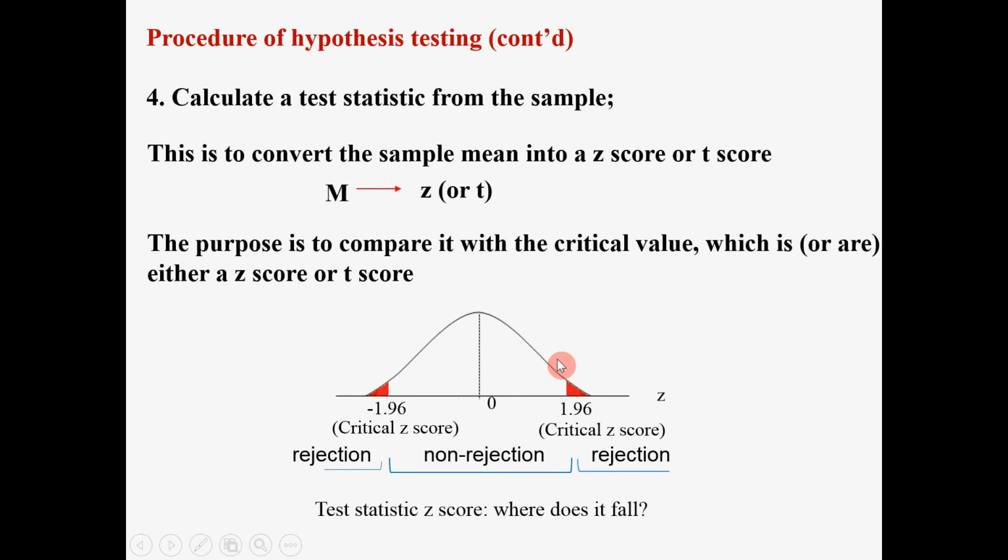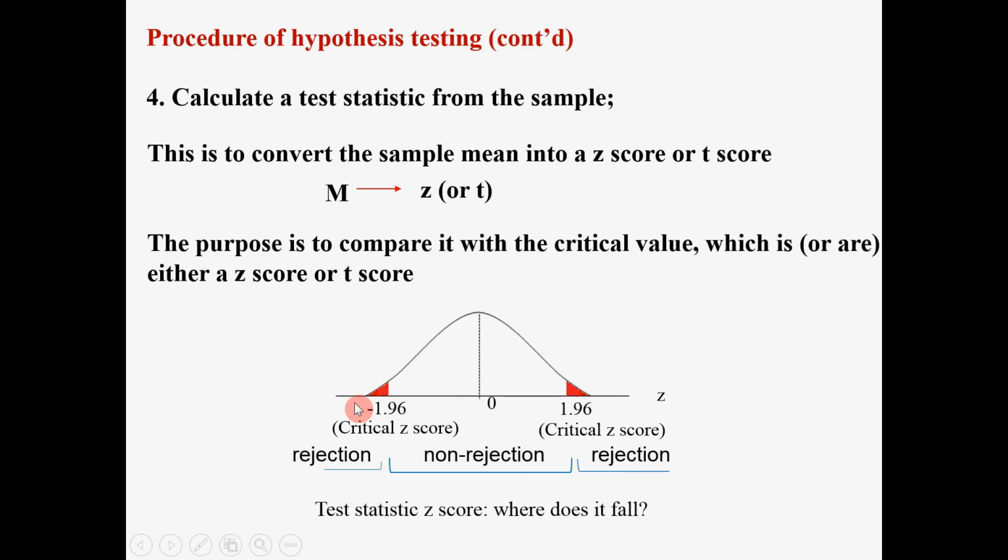Now step number 4 is to calculate a test statistic from the sample mean. This is to convert the sample mean into a z-score or a t-score. The purpose to convert the sample mean into a z-score or t-score that we call test statistic is we want to compare this test statistic with the critical values that we obtained from step number 3. Remember, the critical values that we obtained from step number 3 is also a z-score or t-score.